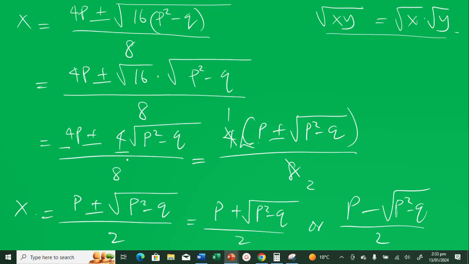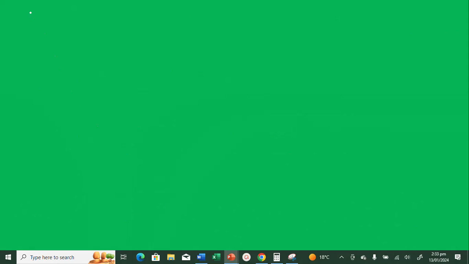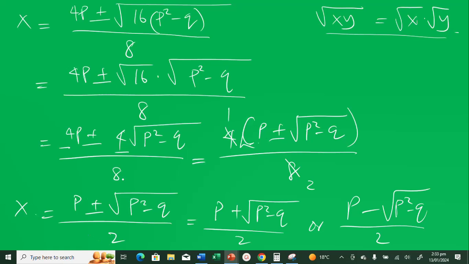Now let's go to the value of y. You have y from equation 3, you have y to be equal to p minus x. Now if you put the value of x here, you have minus, the value of x is this.